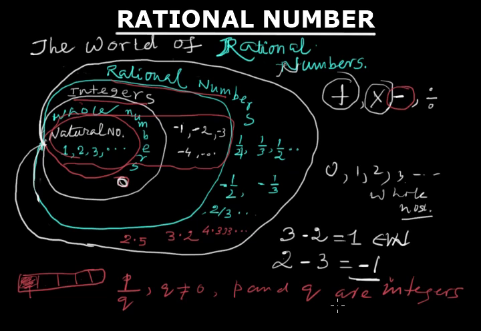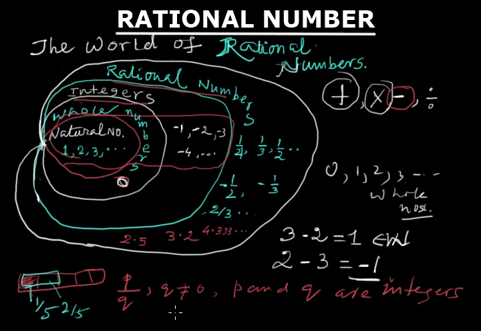So it may be positive or negative. For example, in this one, there are 5 pieces: 1, 2, 3, 4, 5. So this we can write as 1/5 of the whole. And when you collect two of these, this will be 2/5 of the whole.